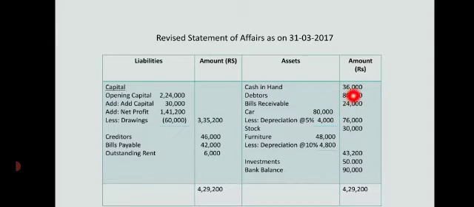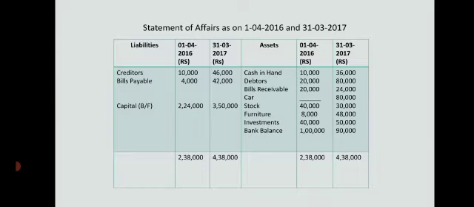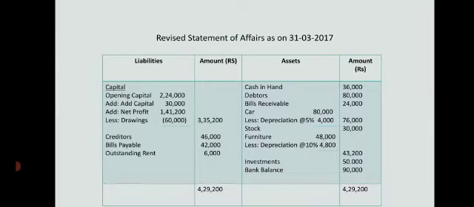So cash in hand 36,000, refer to the problem. Cash in hand 36,000, debtors 80,000, bills receivable 24,000, car, take it in the inner column, book value of the car is 80,000. You can refer to the statement of affairs also. Car opening balance was not there. To prepare the revised statement of affairs, we are supposed to take only the closing balances. So the statement of affairs will be useful for you to prepare your revised statement of affairs. So car closing balance is 80,000. Take it in the inner column. There is an adjustment.